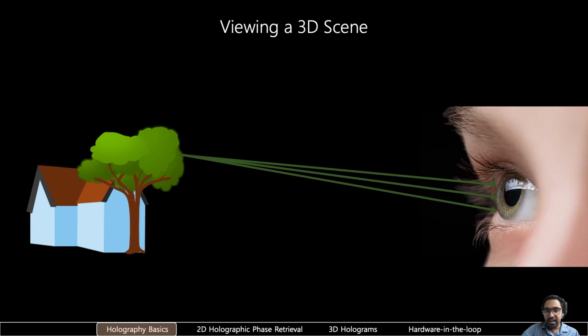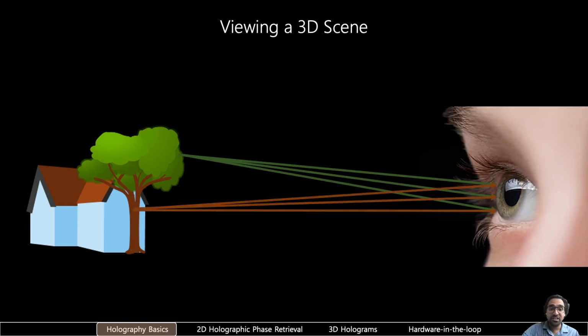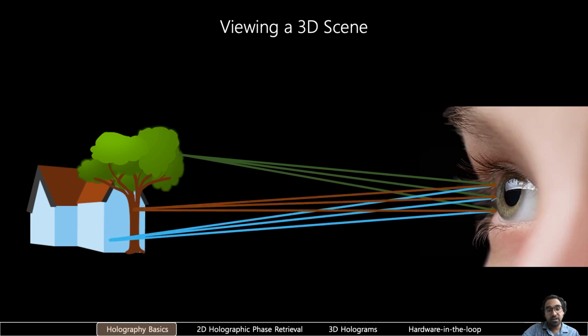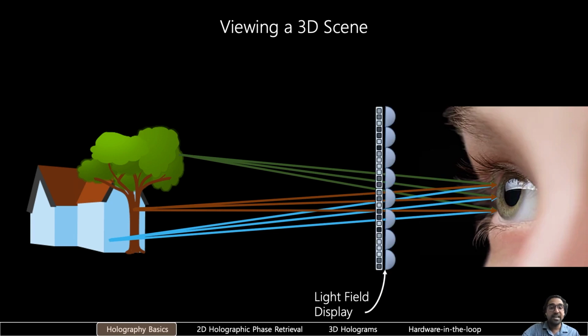Multiple angular rays from a given scene reach the eye and get focused on the retina. A light field display, for example, emulates this light transport from the scene by generating angular rays closer to the eye, although in low resolution.